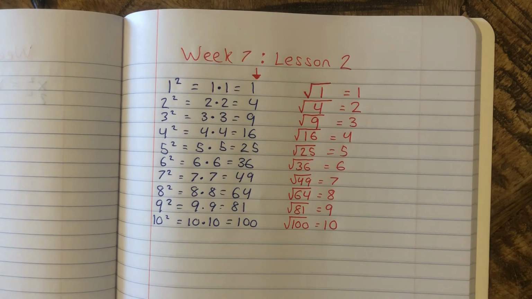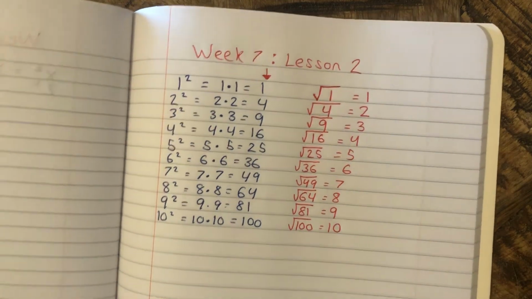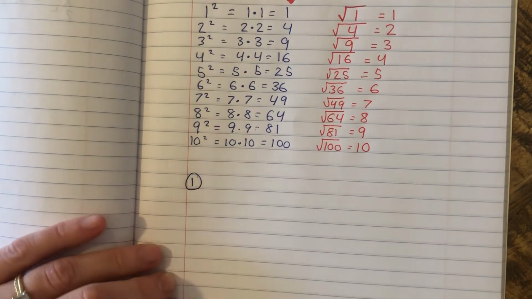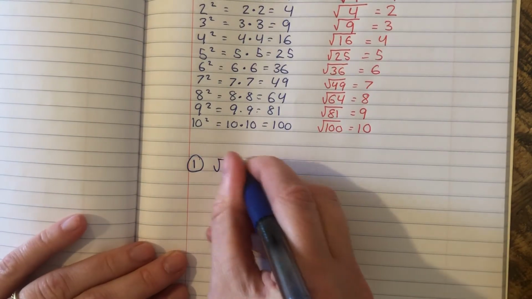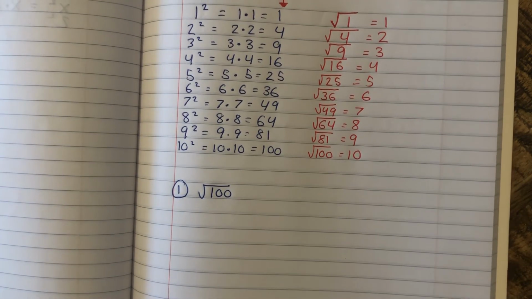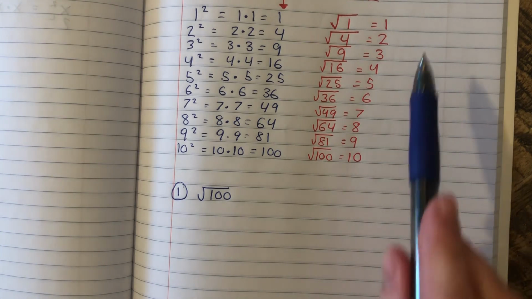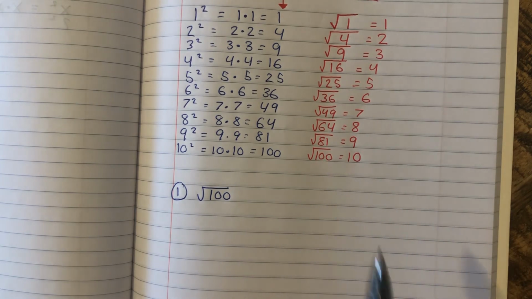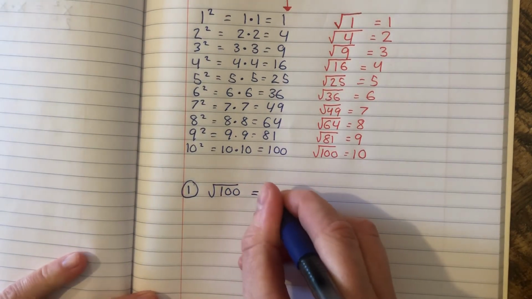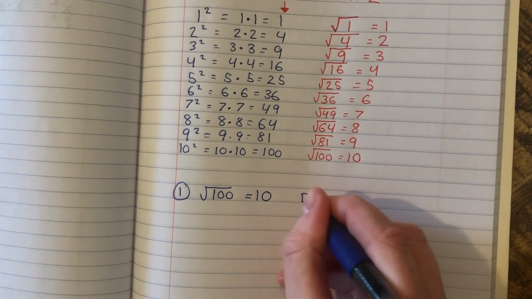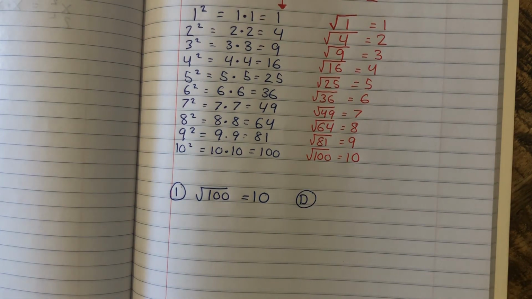So if we look at the packet or the worksheet that was assigned for week 7, lesson 2, we can solve a couple of these pretty easily. If we just start with number 1, number 1 is just saying, what is the square root of 100? Well, what number multiplied by itself twice would give us 100? We can use this cheat sheet that we've created to know that the square root of 100 is 10. And so our answer option for number 1 on our worksheet would be letter D. That says our answer is 10.